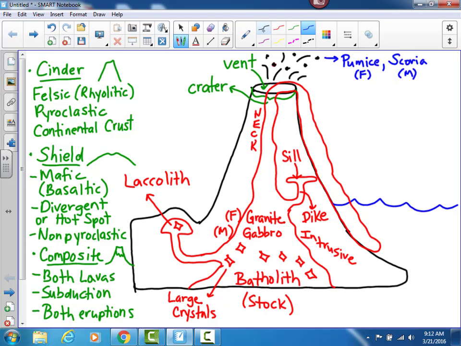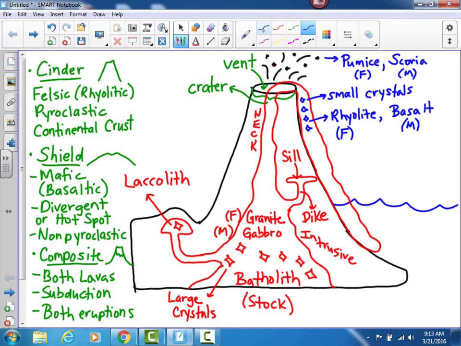If the lava came out and ran down the sides, but still cooled pretty quickly, then you might get some smaller crystals. And again, I'll label my artist's rendition here. These are supposed to be small crystals, which means rocks that formed here would be like the rhyolite that we saw and the basalt that we saw. Rhyolite was felsic, it was light colored. Basalt was mafic, it was dark colored.